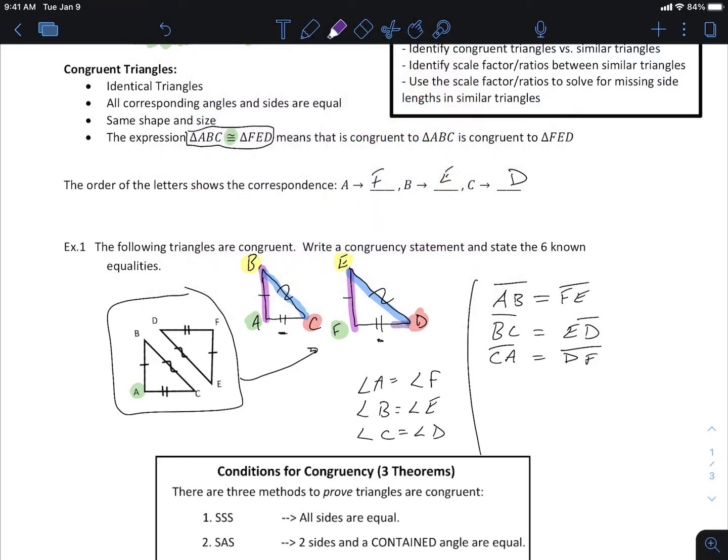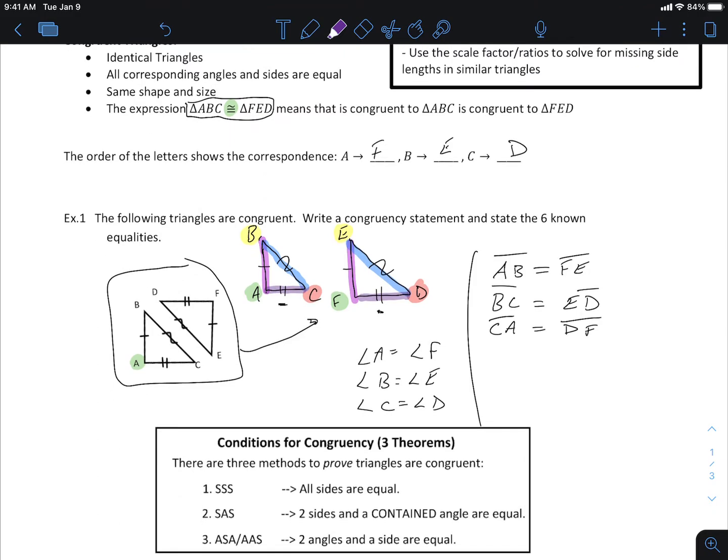Does anybody have any questions? That's what it means to be congruent. They're virtually identical, and you're just checking to see that all the angles match and all the side lengths match. Okay, that's for congruency.